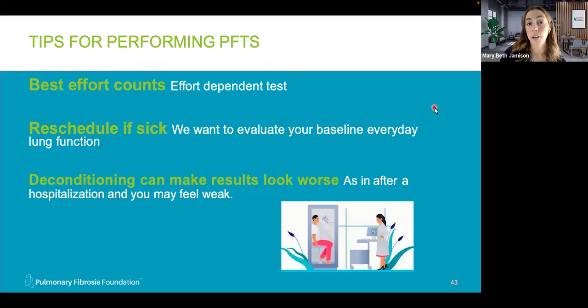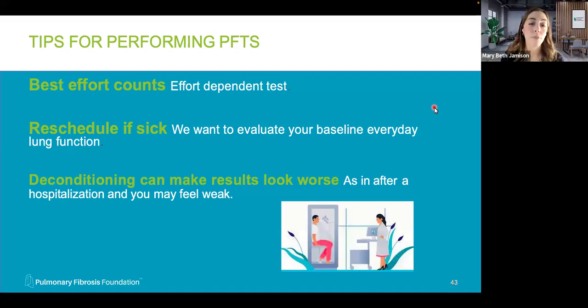Whenever you're doing your pulmonary function test, which I'm sure a lot of you have done several of, I always like to point out that the best effort does count. It's an effort dependent test. So if you aren't feeling well, say you're not able to push all of that air out like you were the last time you did the test, that's going to reflect on the numbers, that FVC number. So we want to make sure we're treating your actual lung function numbers, not that maybe I just didn't feel as well as I could have. So I always tell people it's okay to reschedule if you are sick, because again, we want that baseline everyday lung function. We don't want to know what it was when you had a cold. We want to know how it is at your baseline.